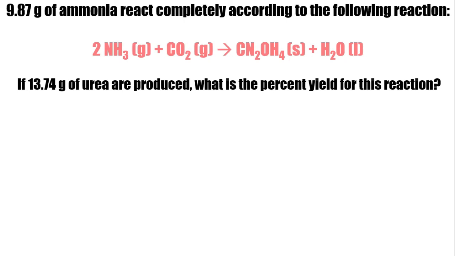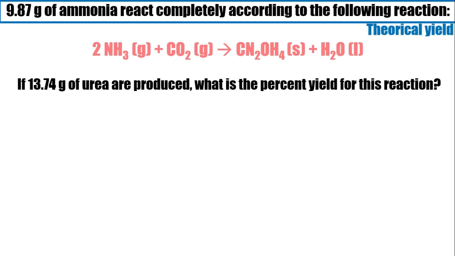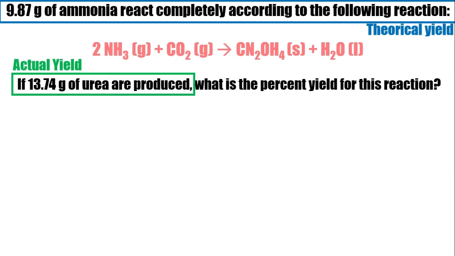In the first phrase, we are being asked to compute for the theoretical yield because we have a complete reaction. In the second phrase, we have the actual yield. 13.74 grams are produced. Then we have to compute for the percent yield of this reaction. Let's solve for the theoretical yield first.